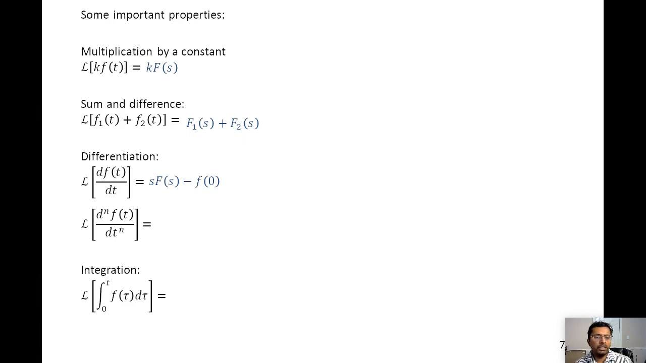If you look at the differentiation, the Laplace of d over dt of f of t would be equal to s times F of s minus f of 0, little f of 0, which denotes the initial value of little f. Notice that it becomes multiplication by s. Again, the little f's denote functions in the time domain, and capital F denotes the function in the Laplace domain. We can extend this to higher order differentiation: d to the n of little f of t divided by dt to the n is given by s to the n times capital F of s.